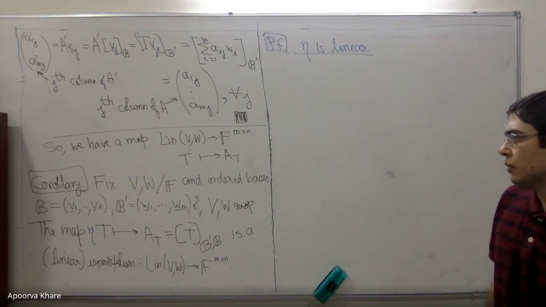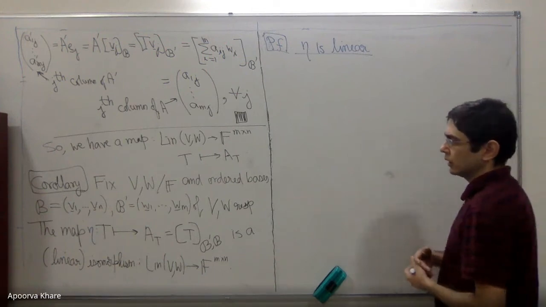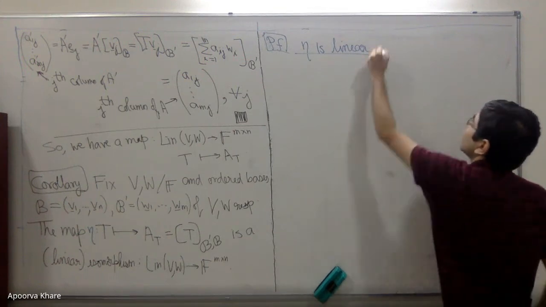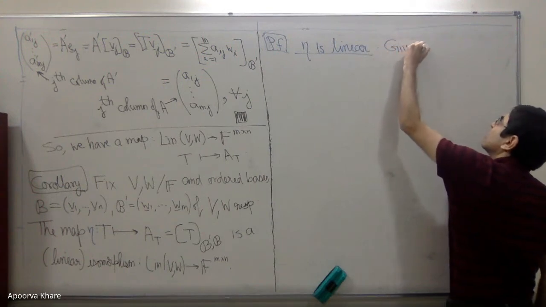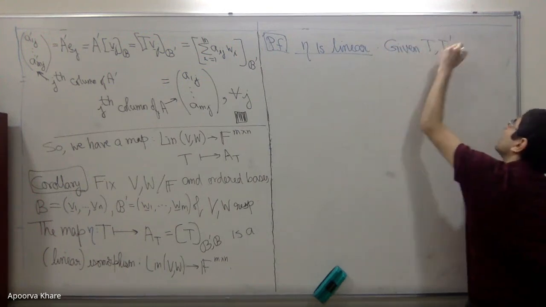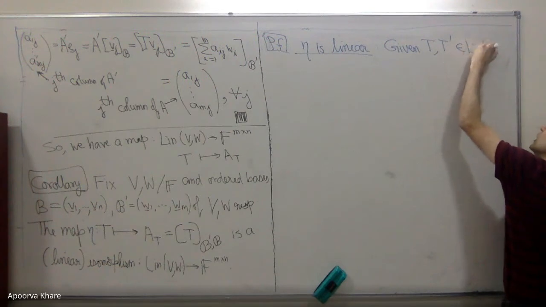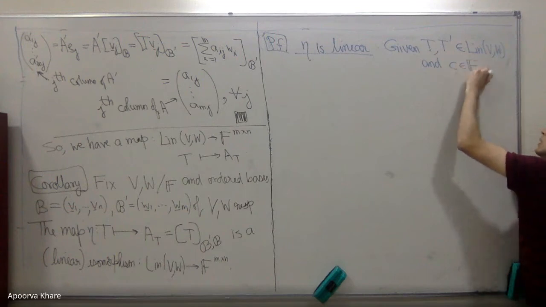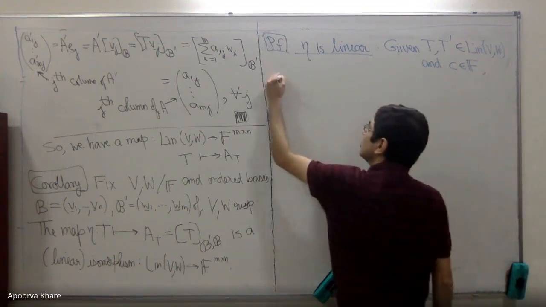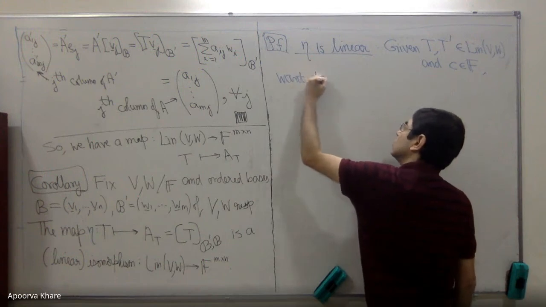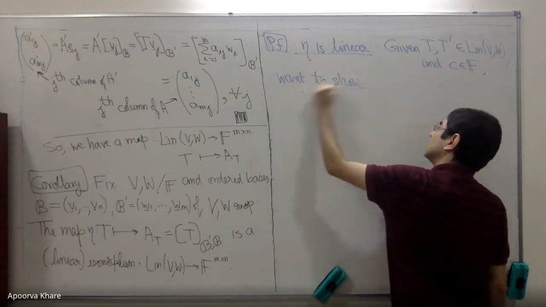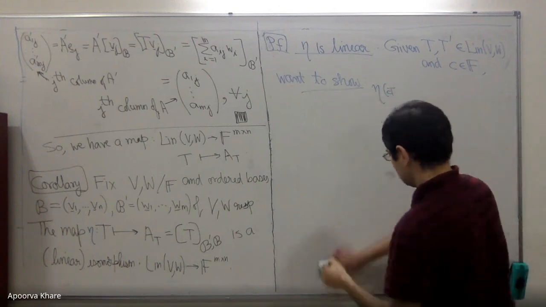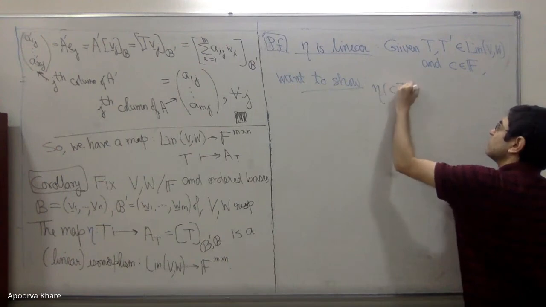Okay, so now why is eta linear? Well, let's look at this. To prove that a map is linear, it's enough to check that, given T and T prime in Lin(V, W) and a scalar C, we want to show eta of C times T plus T prime, the usual condition.